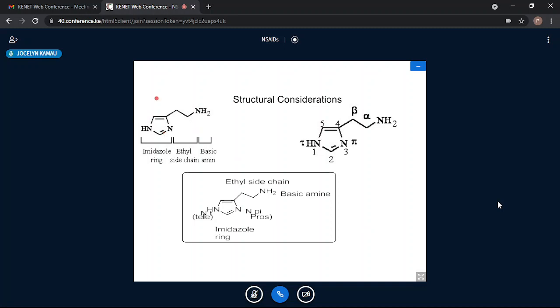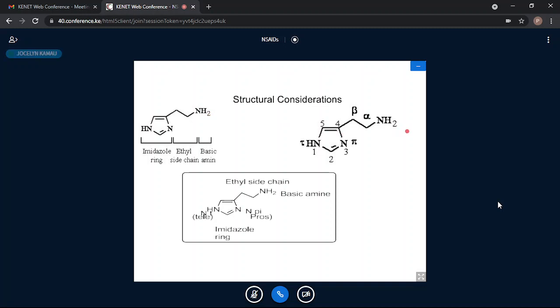Structural consideration. So we are looking at our histamine molecule. This portion here is what we are calling the imidazole ring. That is our imidazole ring. Then between here and there, that is an ethyl or ethylene side chain. And of course, that here is definitely a basic amino group. It is highly basic because you can see it's not attached to any aromatic ring, very, very highly basic. And therefore, this amino group will be more often than not protonated at physiological pH.